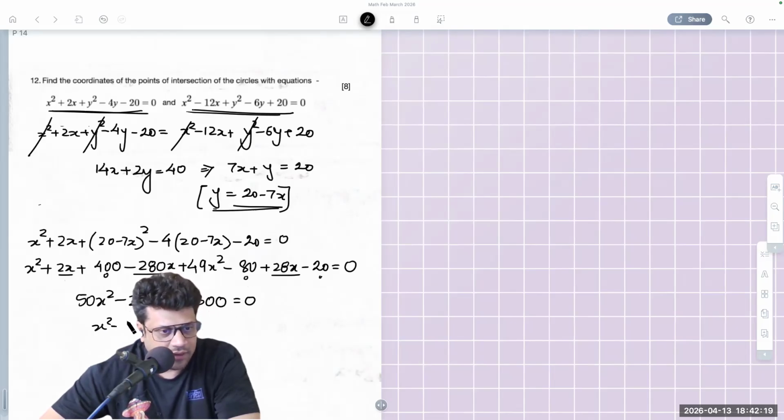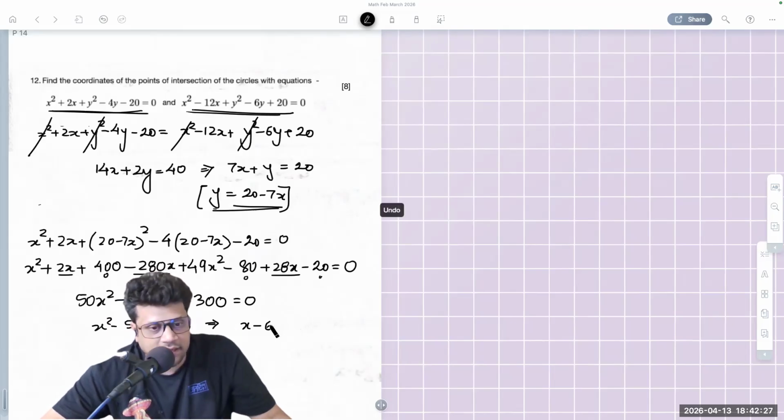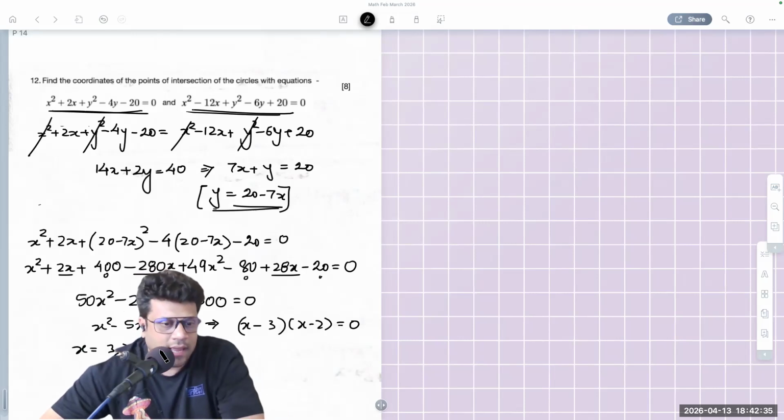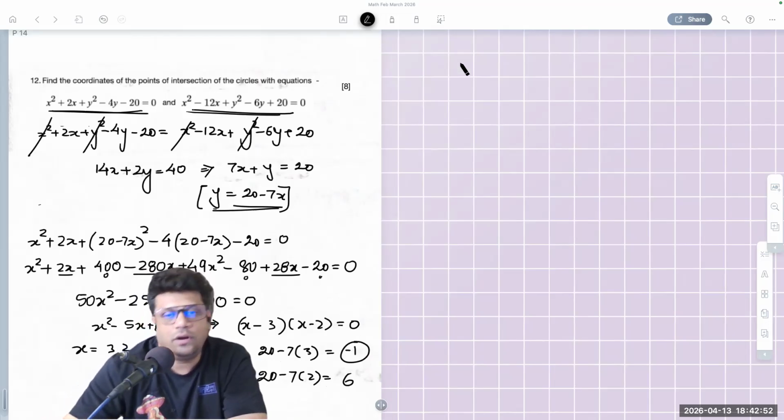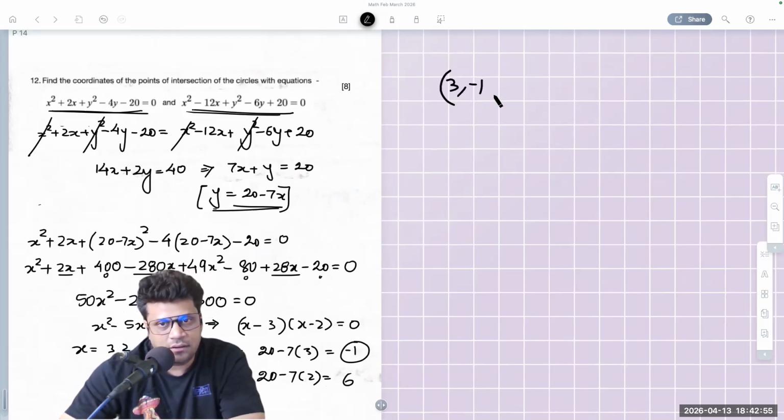0. So you're looking at x² minus 5x plus 6 equals 0, which means x minus 3 into x minus 2 equals 0. So x is 3 and 2. And of course, y we can find out. y is 20 minus 7x, so 20 minus 7 into 3, that's minus 1. Or 20 minus 7 into 2, that's 6. So the coordinates are (3, -1) and (2, 6).